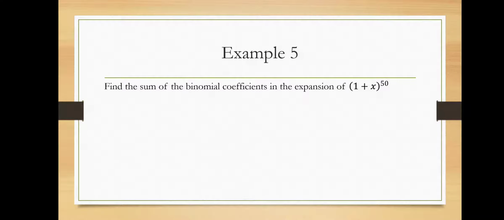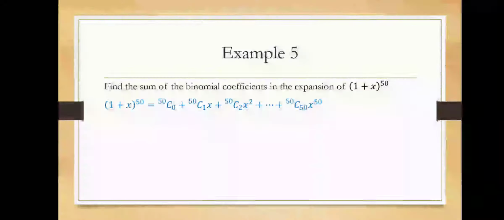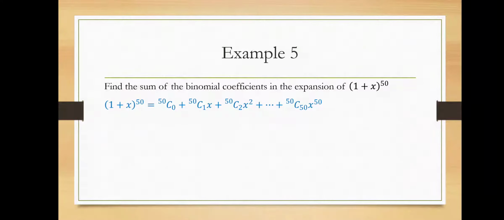Find the sum of the binomial coefficients of the expansion of (1 plus x) whole to the power 50. Now this is a very good question and a tricky question both. Let us first understand what the question is asking. This is what the expansion looks like, to begin with: (1 plus x) whole to the power 50. We all know the power is 50, which means there will be 51 terms. So you can understand it's a huge expansion.